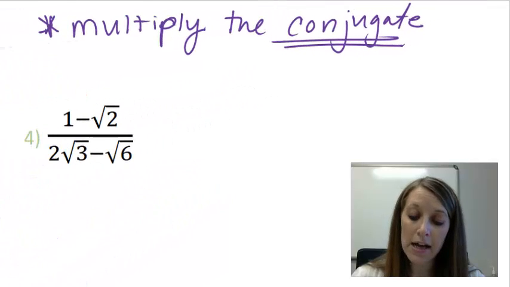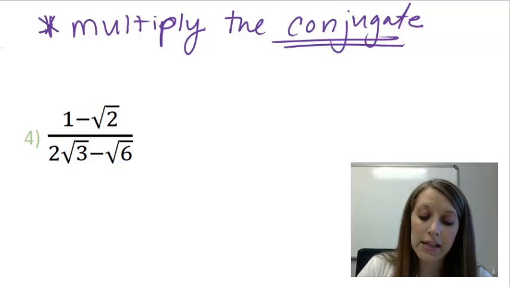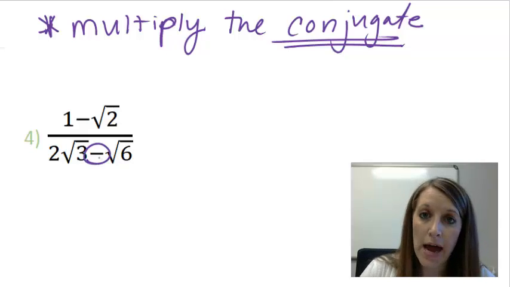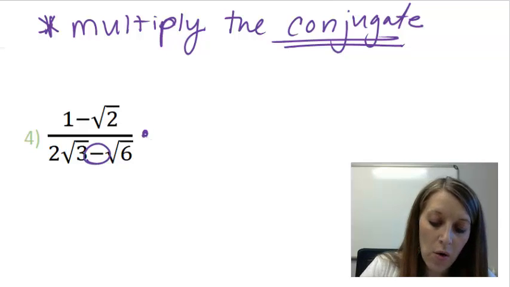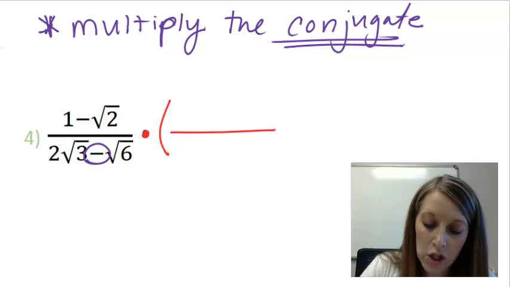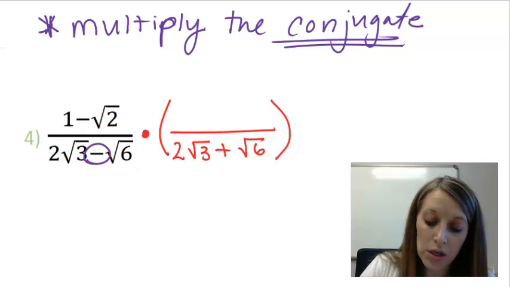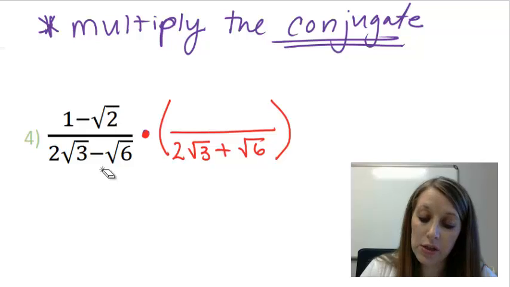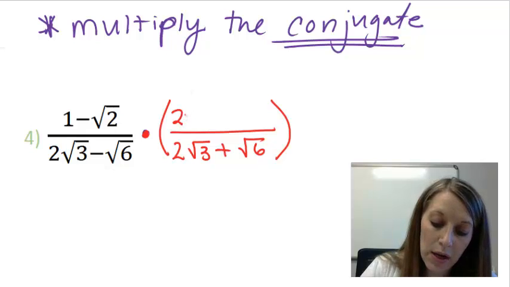Okay, so rationalizing the denominator, I see that I have a subtraction involved. So the technique that I'm going to use is to multiply by the conjugate, the exact same binomial that I see, but with opposite operations. This one is subtraction, this one is addition. Now if I do it in the denominator, that means I need to do it in the numerator as well.